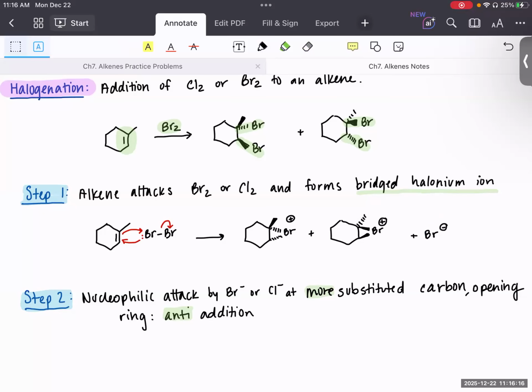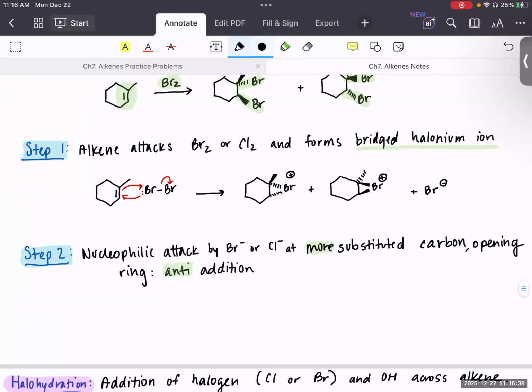One thing to note is that this reaction does not go through a carbocation intermediate like those other reactions that we did. And so the stereochemistry in the products comes entirely from this structure that's formed here. And the structure is called a bridged bromonium ion, where we have this three-member ring with a positive charge on the halogen.